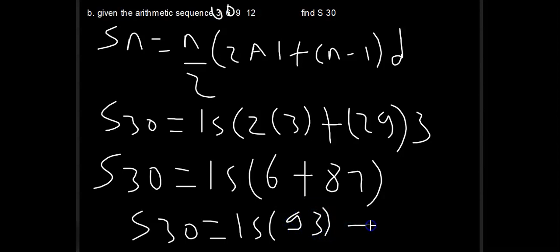And when you multiply 15 by 93, you're going to get 1,395. And this will be your last answer. So this is how you do it.